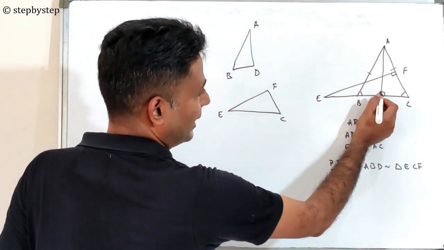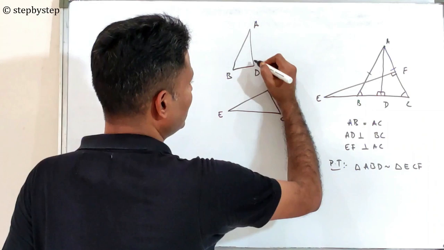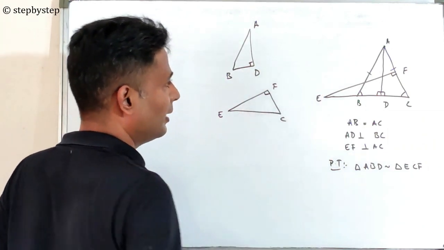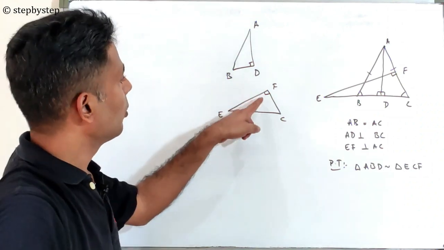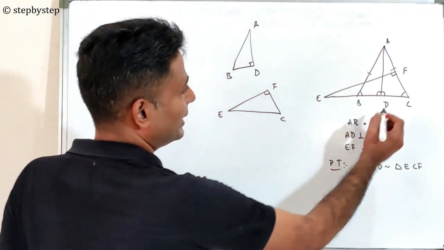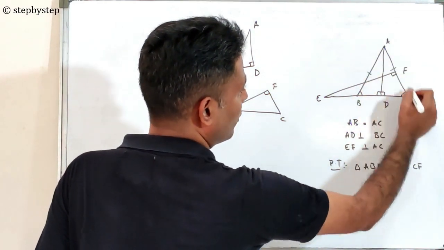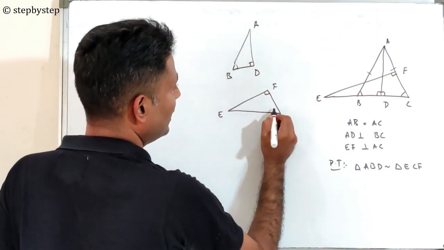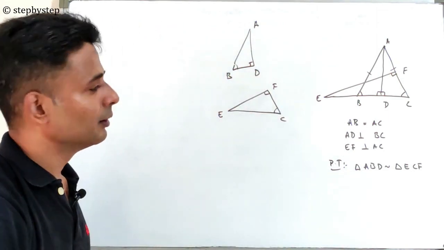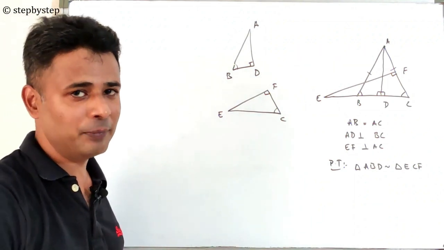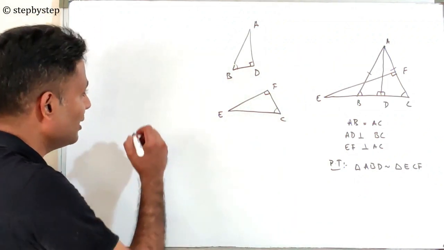Now if this is 90, this is also 90 degree, right? Because it is perpendicular. So this is 90 degree and they have given this is 90 degree. We already got one pair of corresponding angles as equal. Now see here, from AB is equal to AC, therefore angle B will be equal to angle C. So we got another pair of corresponding angles equal. So by double A similarity, these two triangles are similar.